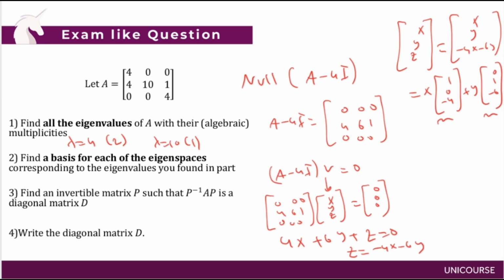These two vectors form a basis for the eigenspace corresponding to the eigenvalue lambda equals 4. Let's write them down. v1 equals (1, 0, minus 4). And v2 equals (0, 1, minus 6).